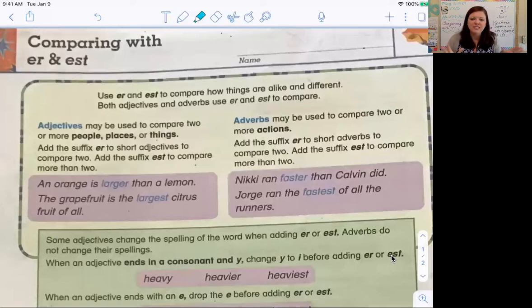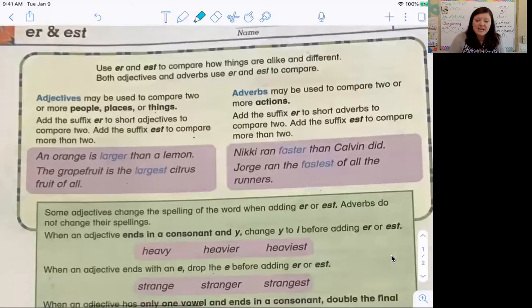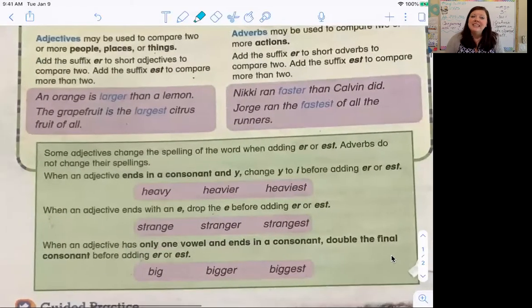At this time, I'd like to draw your attention to the green box. There, you're going to see a couple of different spelling rules. Let's look at all 3 of those spelling rules together, and there will be some things I'd like for you to highlight or underline in this green box. Let's take a look.